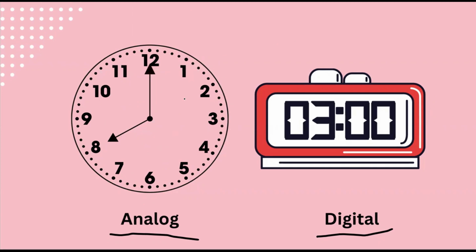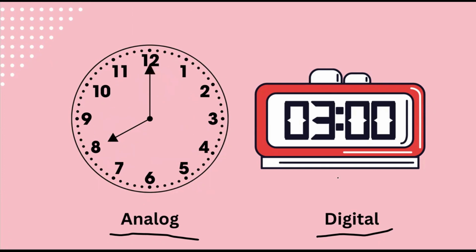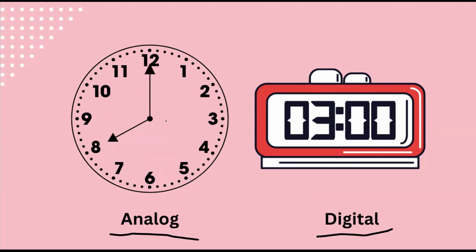Now you'll notice with the analog clock, we have to be able to tell the time. We have to know what these two arrows mean on the clock face. We have to know what all of these numbers count and what they represent. But on the digital clock, it just simply tells us the time. So if you're looking at this digital clock, you can read, oh, I know the time is 3 o'clock. 3 o'clock is the time.